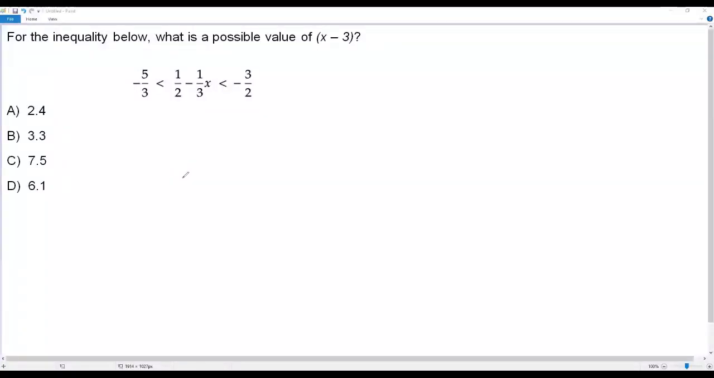Here we have a SAT math question. Okay, let's go to the information. For the inequality below, what is the possible value of x - 3? So in this inequality, we have to find the value of the expression x - 3. Okay, so now let me solve for x in this inequality.